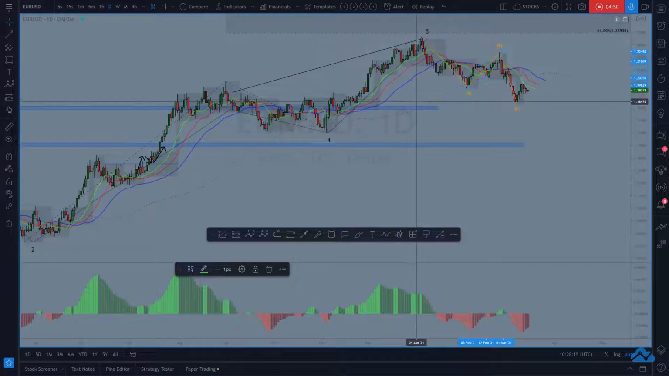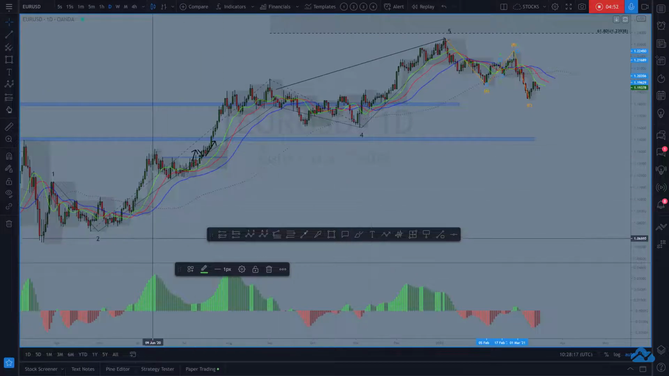So from the grand perspective, you look at the market and you're like, okay, so the euro has made all this grand gain all this time.